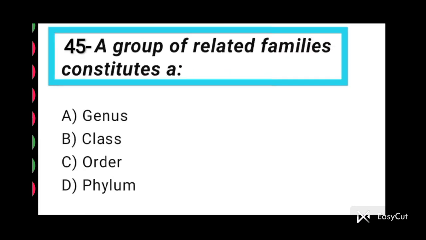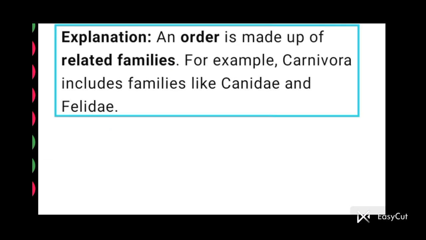Question number 45. A group of related families constitutes an order. Option C is correct for question number 45. An order is made up of related families. For example, Carnivora includes families like Canidae and Felidae.